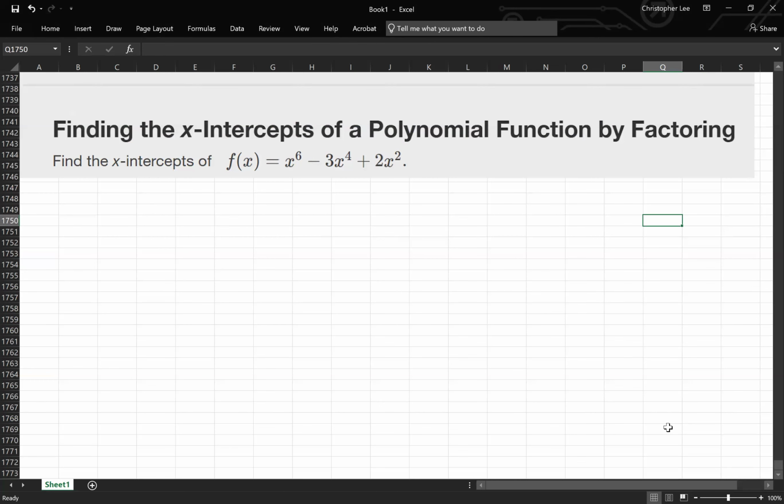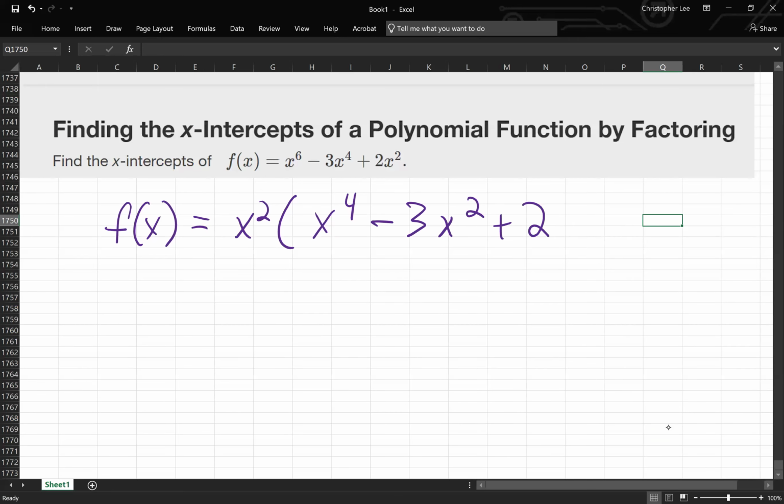Right. It's a power function. So that'll be good. All right, let's look at this. I want to find the x-intercepts of this polynomial function by factoring right here. What should I do first? Somebody help me. All right, I'm going to factor out x squared, right? So this is going to be f of x equals x squared times what's this? x to the fourth minus 3x squared plus 2, right?